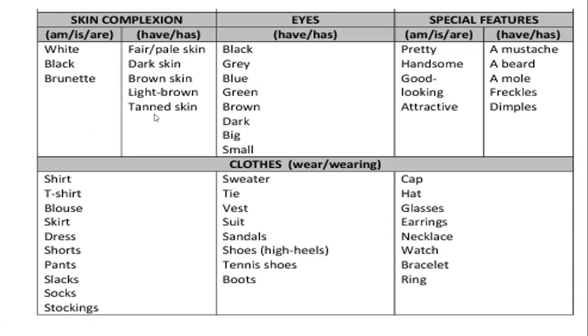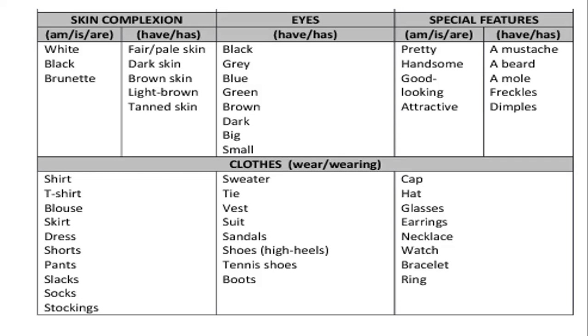Este tan skin es como bronceado, ¿verdad? Esto es como un café claro, diríamos un poco trigueño, esto es más moreno y aquí se es de color bien oscuro, ¿verdad? Eyes, this is basically the color I have, y siempre decimos have, ¿verdad? Aquí sí decimos have. I have black eyes, gray eyes, blue eyes, green eyes, brown eyes, dark eyes, big eyes, small eyes. Or when we have some special features, for example, pretty, we use pretty for girls, okay?